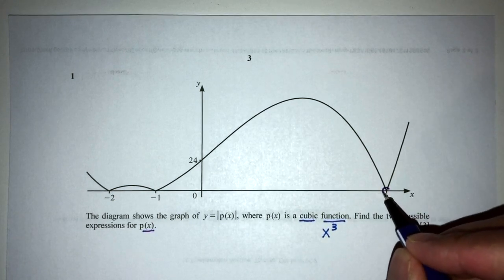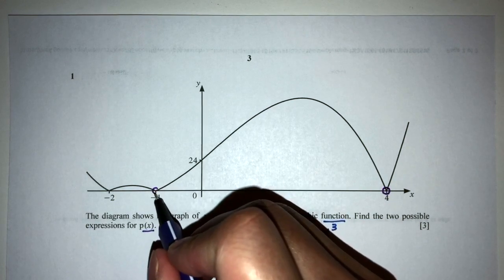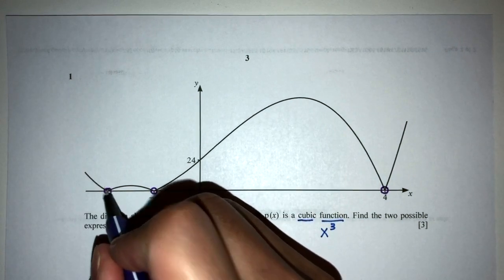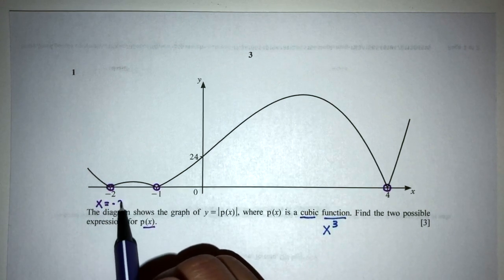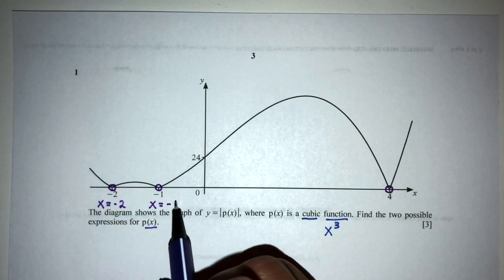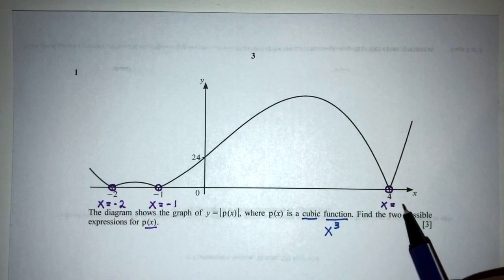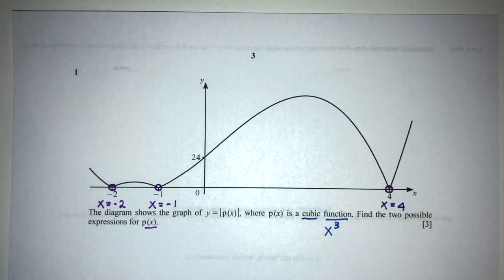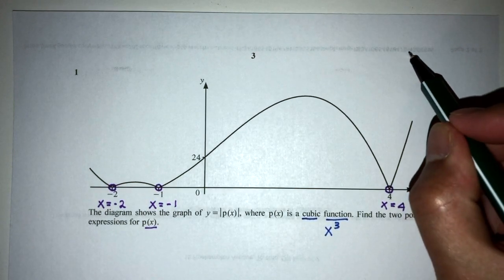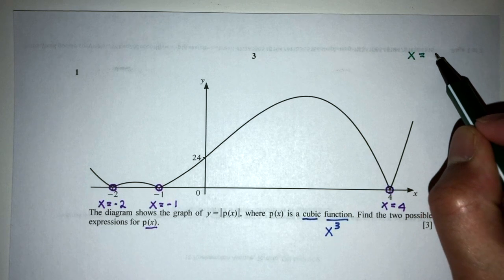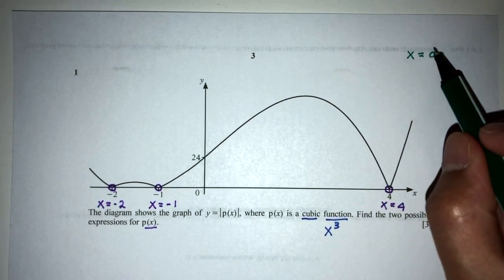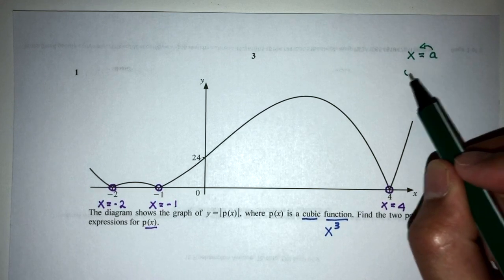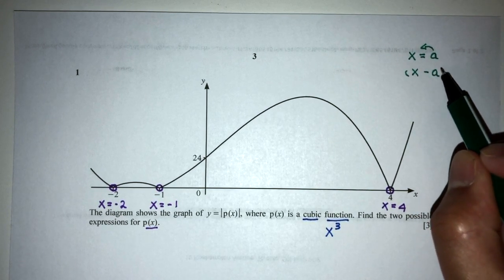So these points of intersection on the x-axis. This is the value of x equal to minus 2, x equal to minus 1, x equal to 4. Now, for example, let's say I mentioned that we have a solution of x equal to a. So what is a factor of that? Then we have to send this over here. It will be x minus a will be a factor.